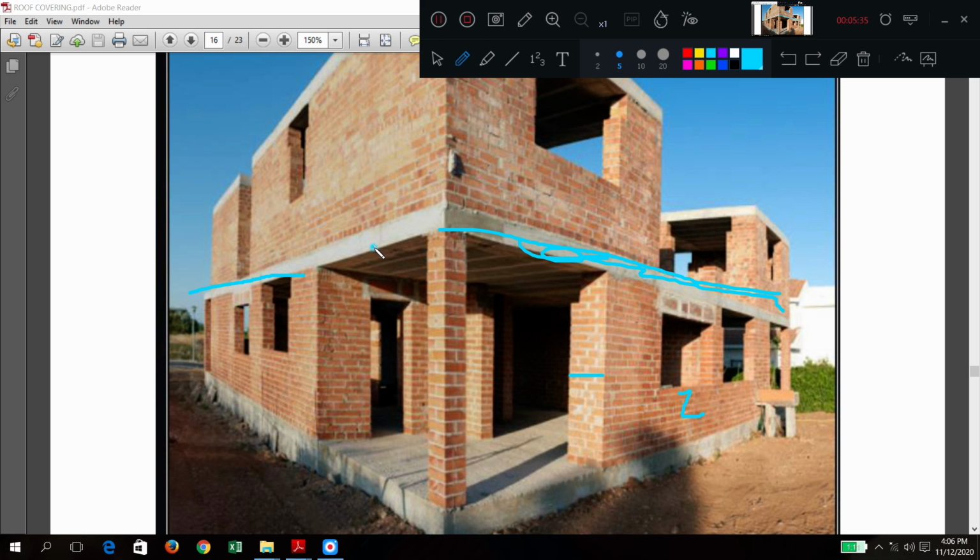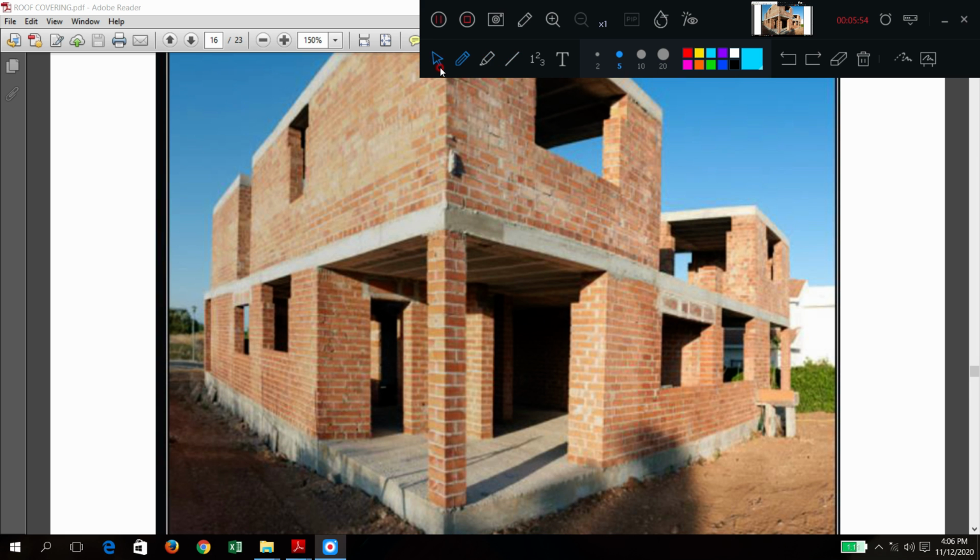Okay. So steel bars are inside, running like this, everything is inside. Near the supports it is bent like this. Okay, this is the simple RCC slab resting on the brick wall.